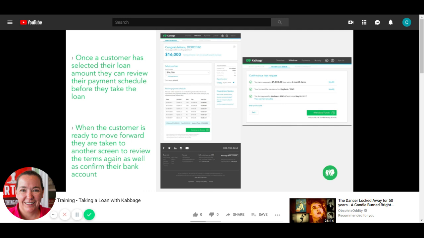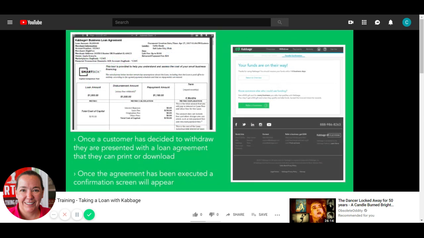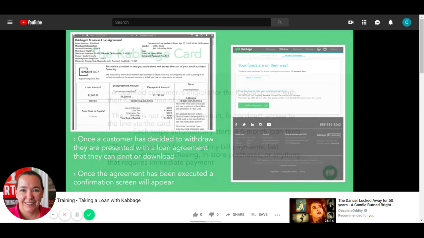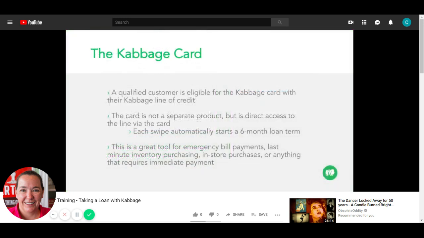And again, be reminded there are no origination fees and no prepayment penalties. Upon deciding your loan terms, you'll have one more chance to review the loan agreement and confirm all the fees. Again, the Kabbage credit card is another way to access your line of credit, and be advised that this is not a separate product. This accesses the same line of credit that you can transfer into your bank account.